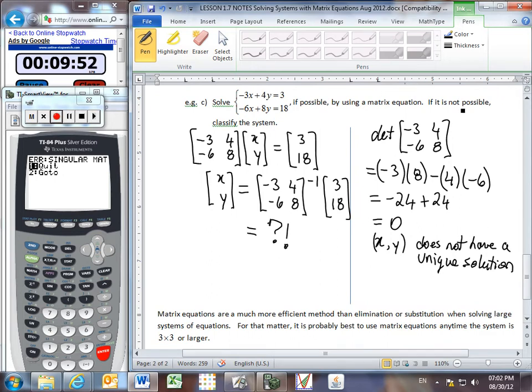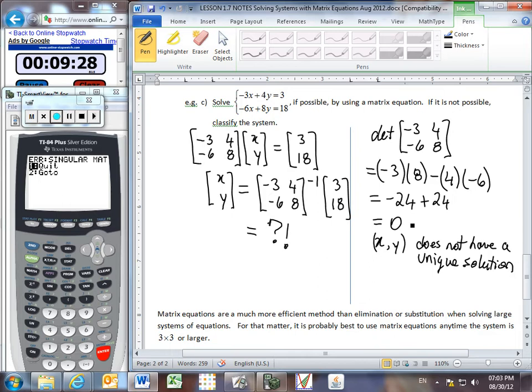We know it's not possible, but we still need to classify the system. Unfortunately, we cannot look at the value of a determinant and immediately be able to classify the system. A determinant of 0 means that it's either no solutions or infinitely many solutions. How do we make a choice? Well, I'm afraid the only real way that we can do this is by graphing.